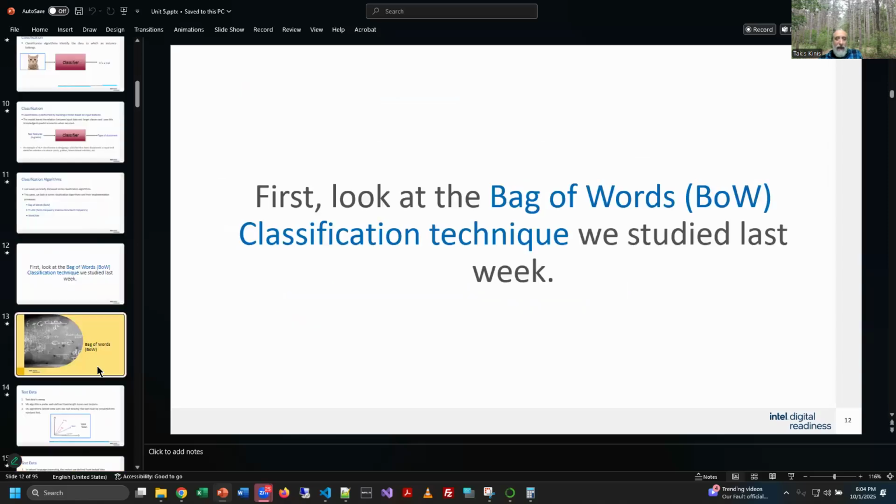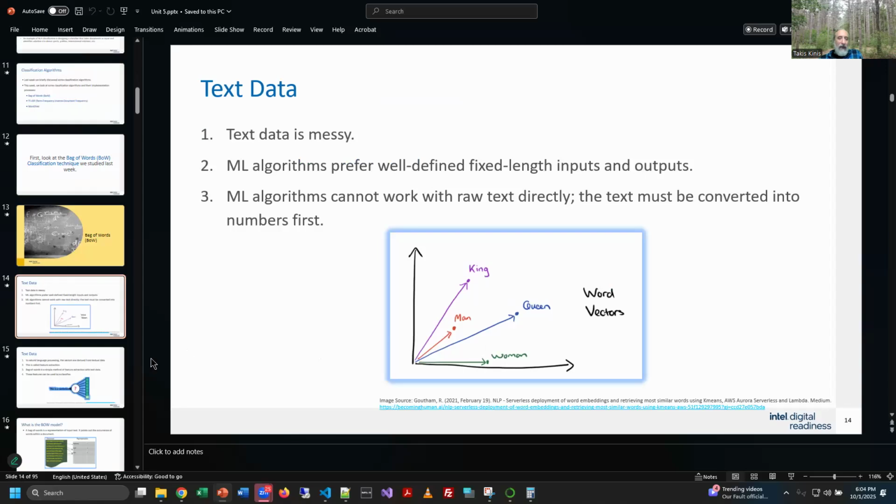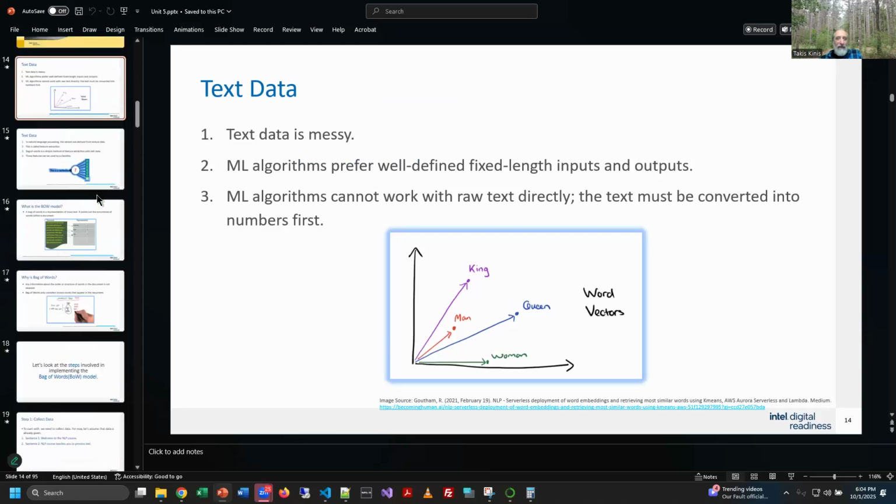We'll start by looking at the bag of words. All right. And let's look at this concept here. It says text data is messy. And indeed it is, right? It says machine learning algorithms prefer well-defined, fixed-length inputs and outputs. So those models don't really want a bunch of superfluous language or information, right? And it also says that those algorithms don't work with raw text directly. They must be converted into numbers first.